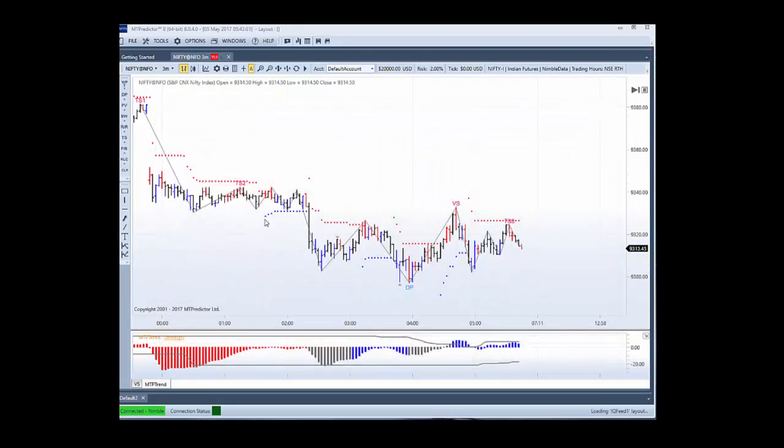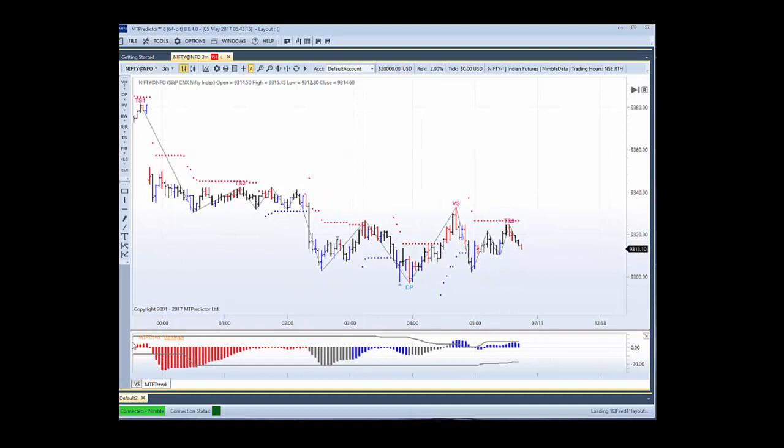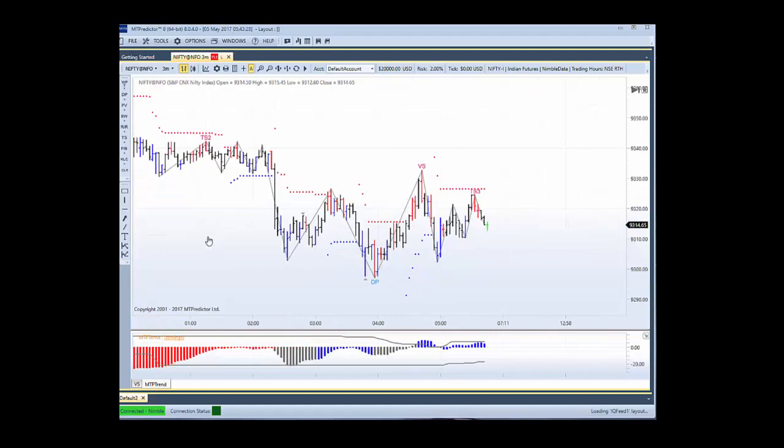Right, let's now have a look at a 3-minute chart of the Nifty. You can see here we are a bit late in the trading day and the market's still unfolding. But let's have a look what's happened so far today. Our MTP trend indicator gives an easy to use color coded indication of the larger degree trend. Red is down, black or grey is flat, and blue is up. So let's have a look at what the signals have been so far today.